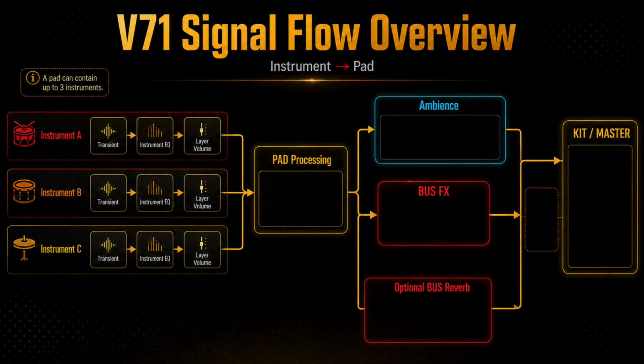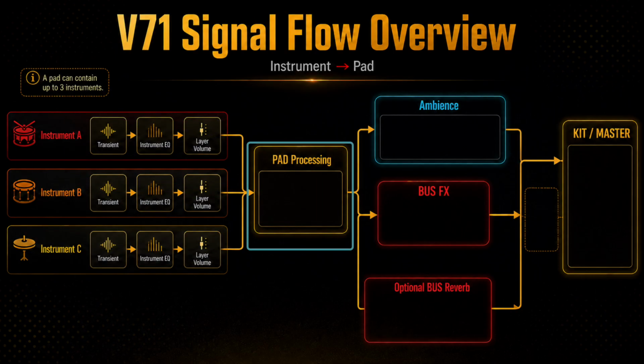On the left side of our simplified diagram are the instrument layers. A pad can contain as many as 3 instruments, labeled here as instrument A, B, and C. For this diagram, an instrument layer includes the selected instrument and its V-edit settings. Each instrument layer has its own processing. The editor presents the layer controls from left to right as V-edit, transient, EQ, and layer settings. For our functional map, we'll follow that same order.